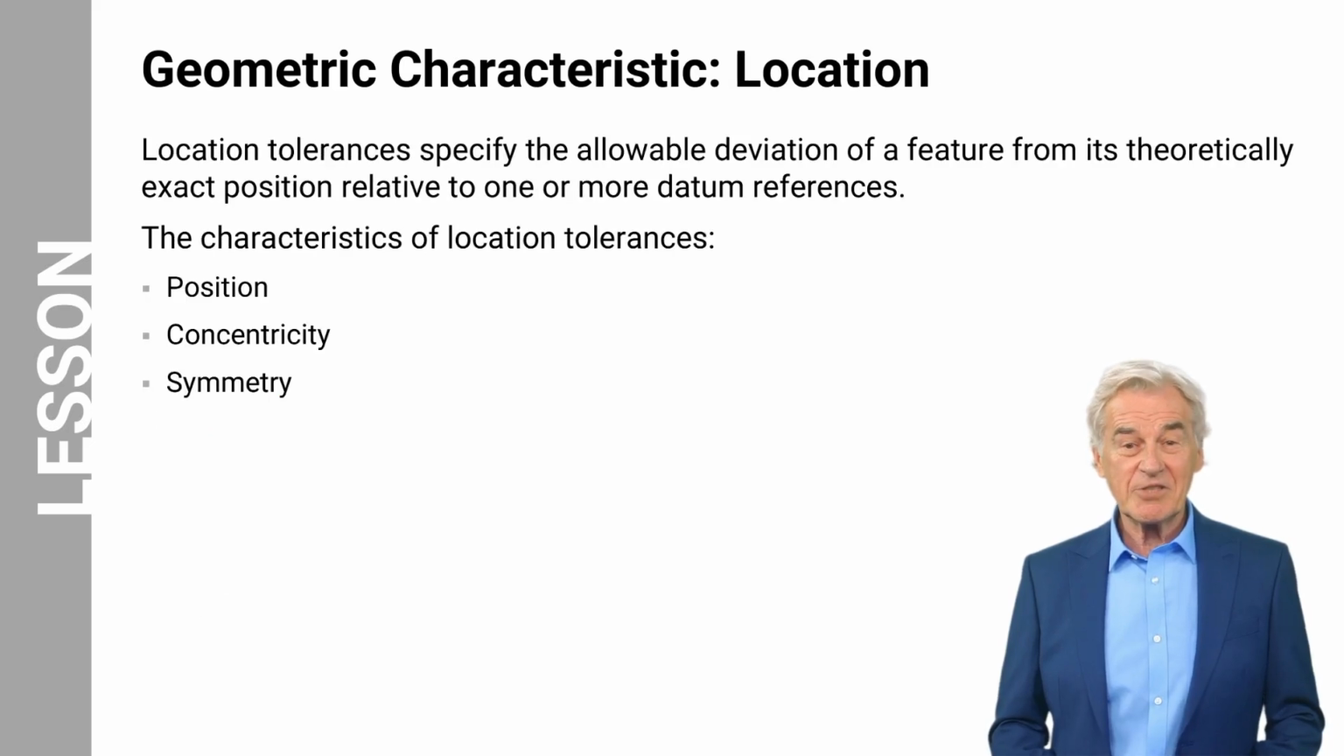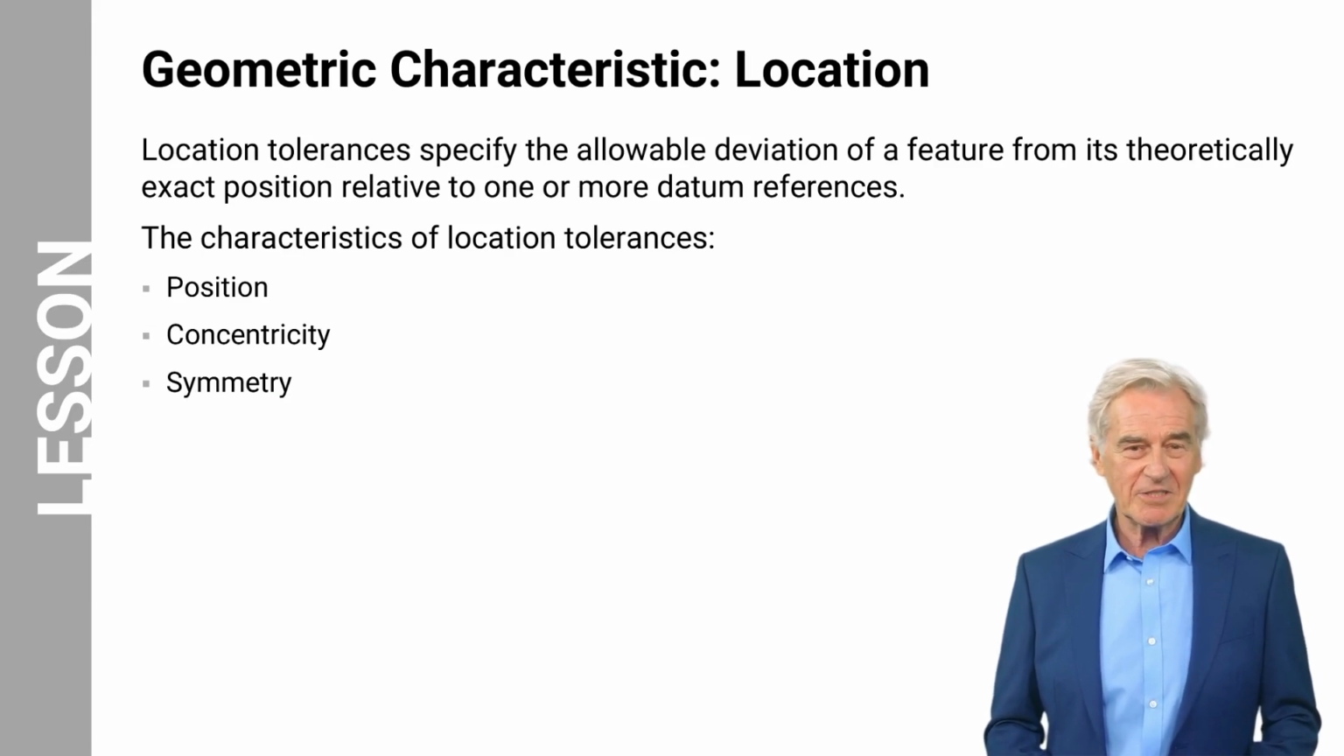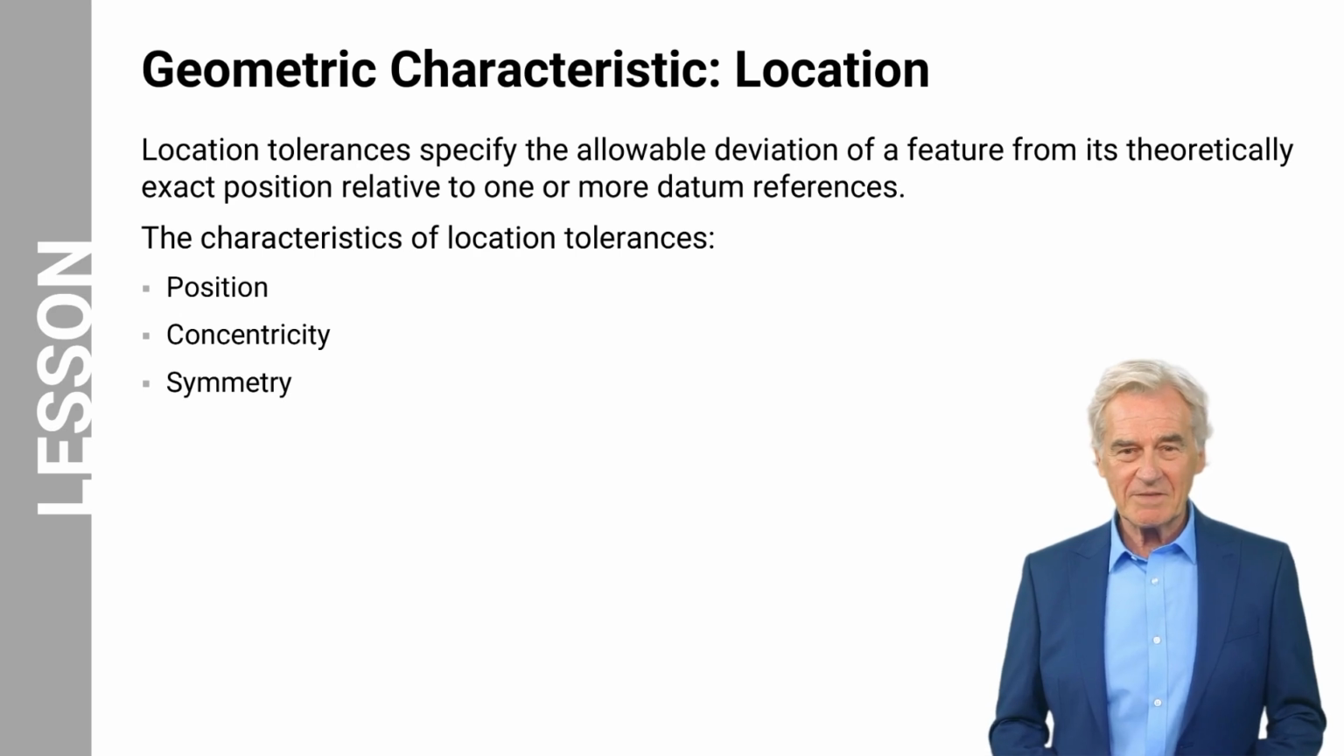The next types of geometric tolerance we will discuss are location tolerances. Location tolerances specify the allowable deviation of a feature from its theoretically exact position relative to one or more datum references. The geometric characteristics of location tolerances are position, concentricity, and symmetry.